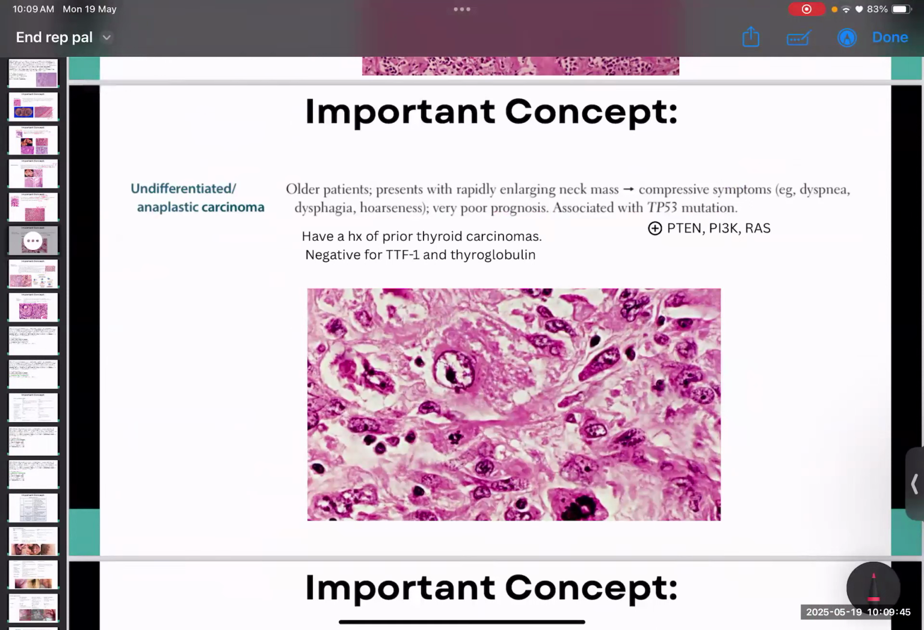Undifferentiated anaplastic carcinoma usually resembles Riedel thyroiditis, which is the rock hard thyroid mass that is enlarging. So it's going to compress on other structures, and when it compresses on other structures, it's going to produce symptoms like dysphagia, hoarseness, shortness of breath. Usually has a very poor prognosis, and it's seen in patients who've already had a prior history of thyroid cancer. Again, it's double P positive with RAS and TP53 mutations. And it's also negative for TTF1 and thyroglobulin.